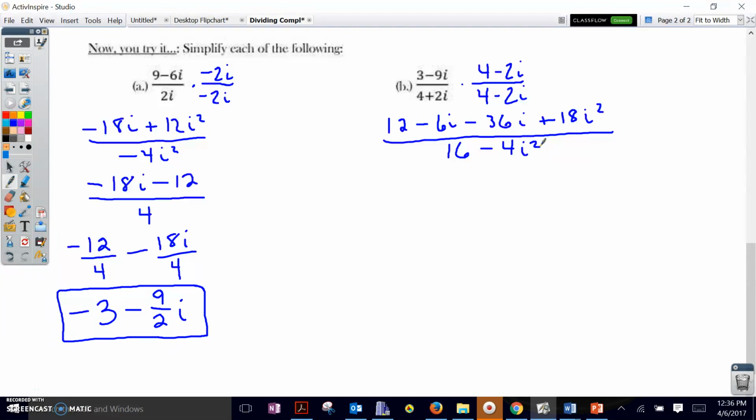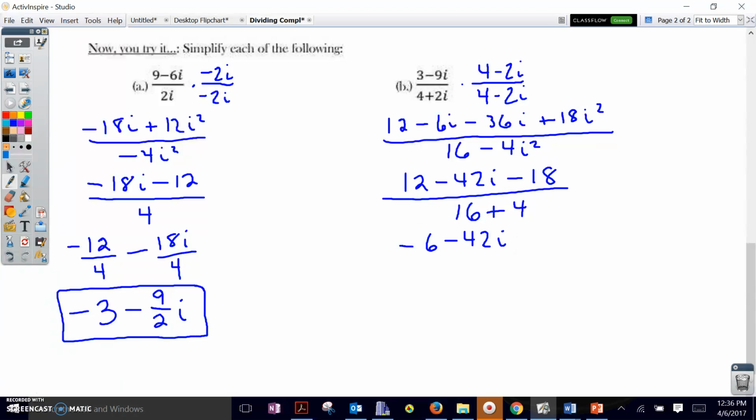All right, now I'm going to combine the like terms in the numerator, and I'm going to replace the i squareds with negative 1s. So this becomes 12 minus 42i minus 18, since we replaced that i squared with a negative 1, and 16 plus 4, because minus 4 times negative 1 becomes a plus 4. I'm going to combine my like terms again. So I've got negative 6 minus 42i in the numerator. In the denominator, I end up with 20.